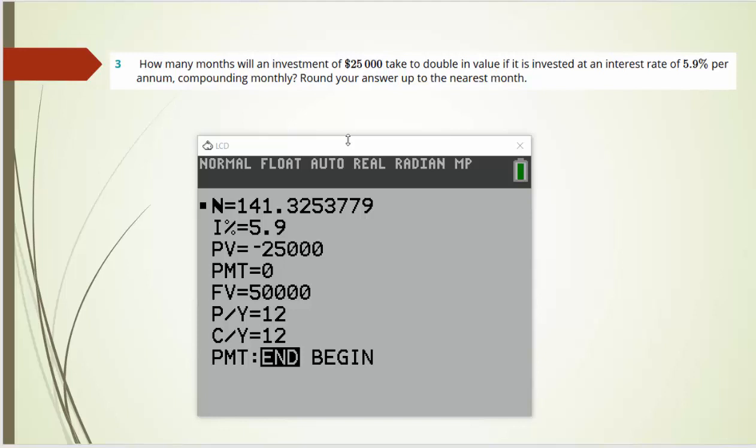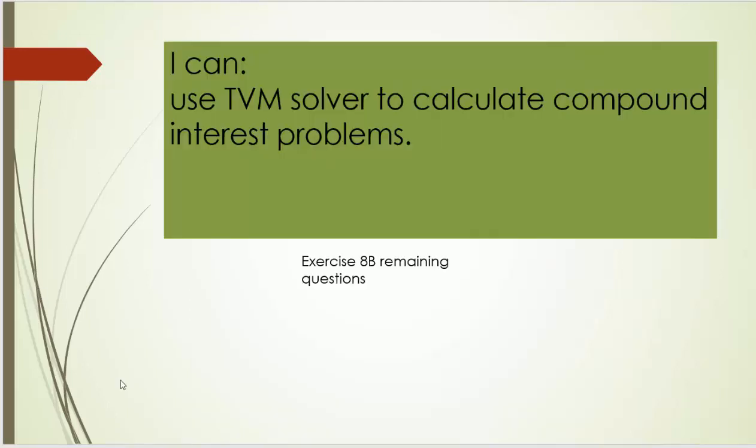There's 142 months. Okay. I can now, if I followed all that, use TVM Solver to calculate some simple compound interest problems, and they get much more complicated. So I've done one or two of the questions in exercise B. Make sure you can do all of those until you can use TVM Solver without any trouble.